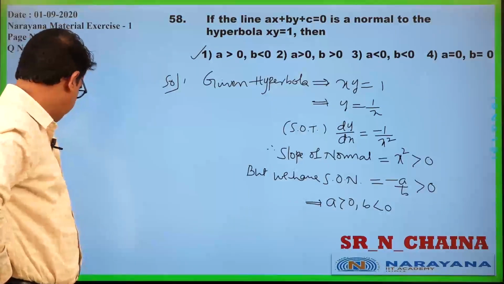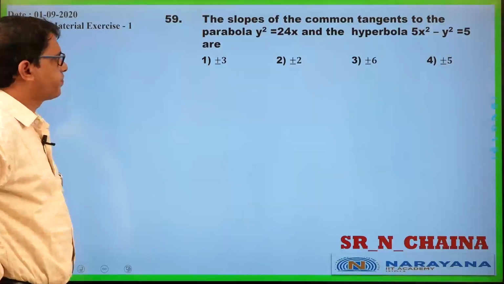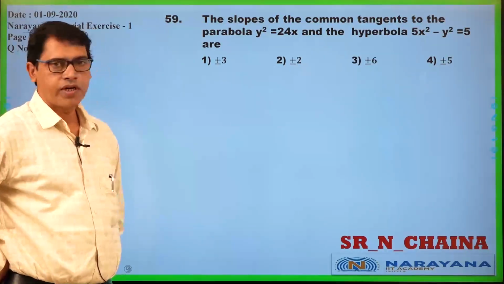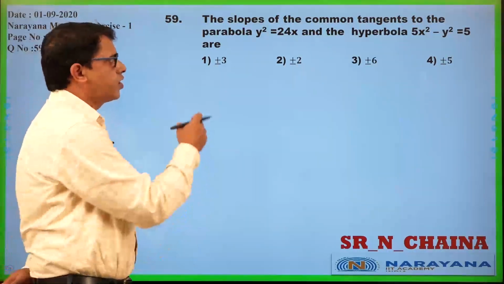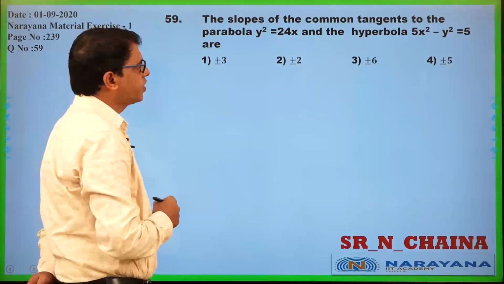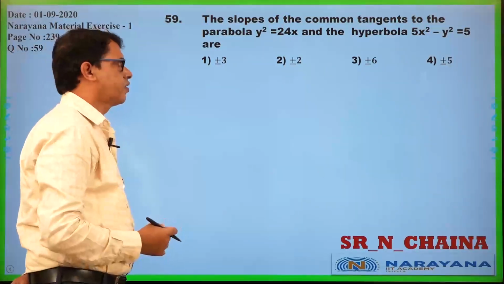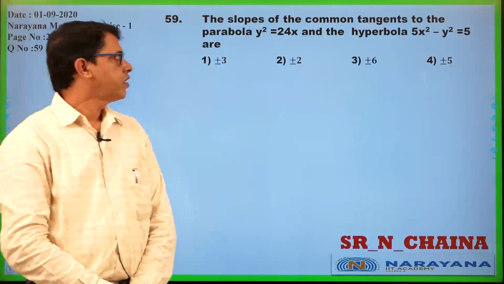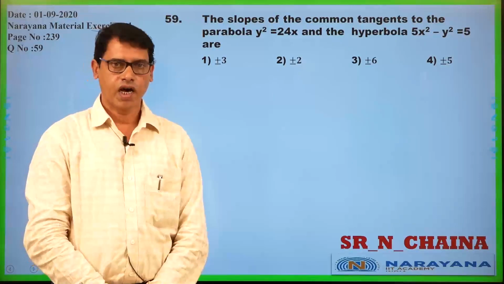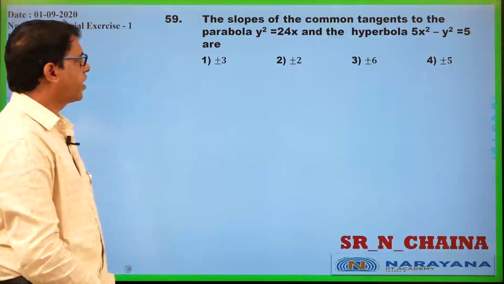Next one. See, look at the question. The slopes of the common tangents to the parabola y square equals 24x and the hyperbola 5x square minus y square equals 5. Means we have to find the slopes of the common tangents for the parabola as well as the hyperbola. Okay. Now first take the parabola.